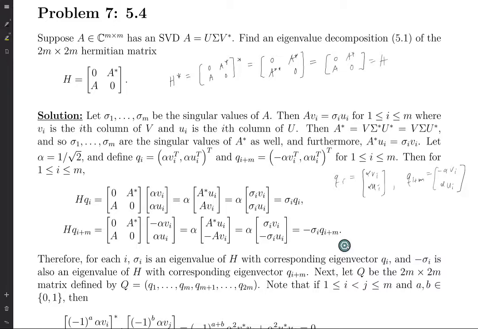So for each i, we know that sigma_i is an eigenvalue of H with corresponding eigenvector Q_i, and negative sigma_i is also an eigenvalue of H with corresponding eigenvector Q_{i+m}.